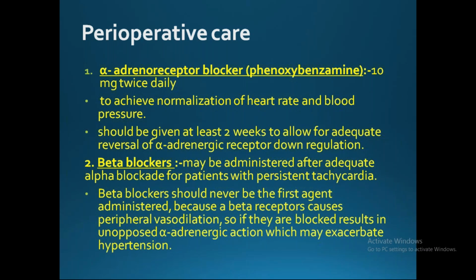Alpha, beta. The alpha blocker that we use is phenoxybenzamine 10 mg BD, meaning twice daily. This maintains normal heart rate and blood pressure, and should be given for at least 2 weeks. Even after surgery, you have to continue this for at least 2 weeks. Sudden stoppage of the drug leads to excess alpha adrenergic activity, and there will be malignant hypertension. That is why you need to taper it off over at least 2 weeks.